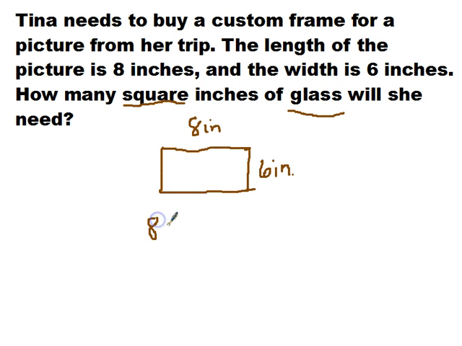And we're going to take our 8 times 6. 6 times 8 is 48. Inches times inches makes inches squared. And our answer is 48 square inches.